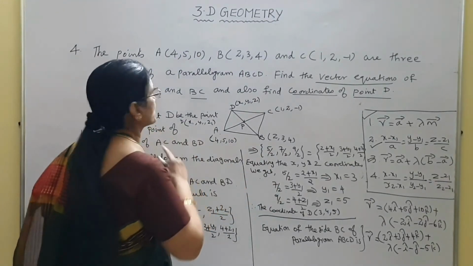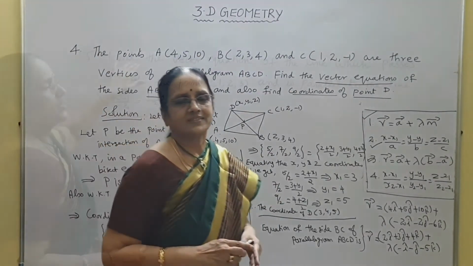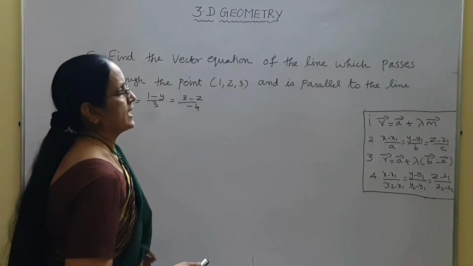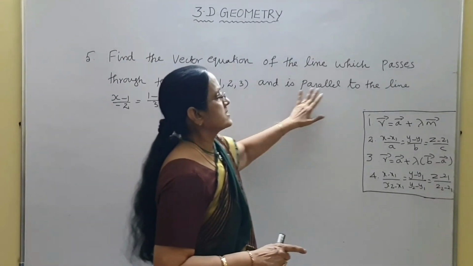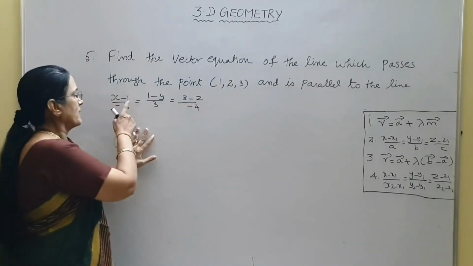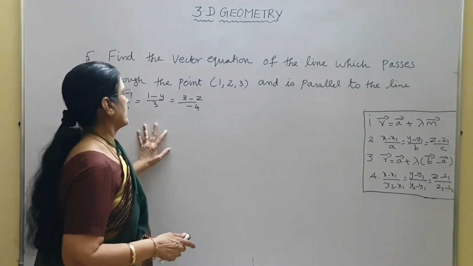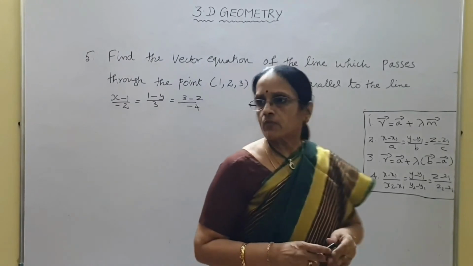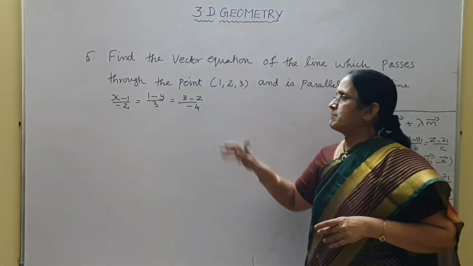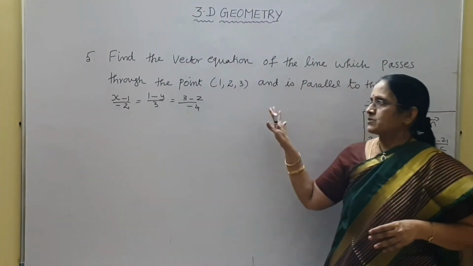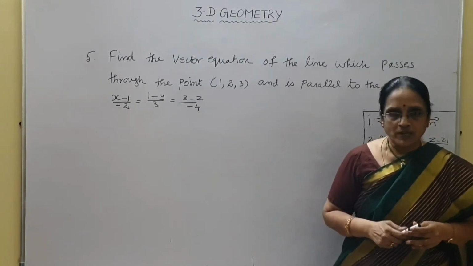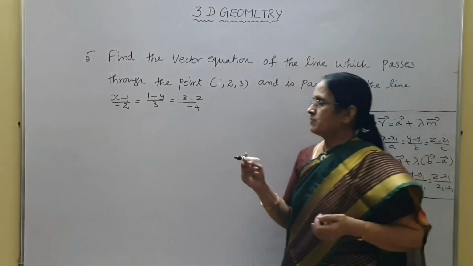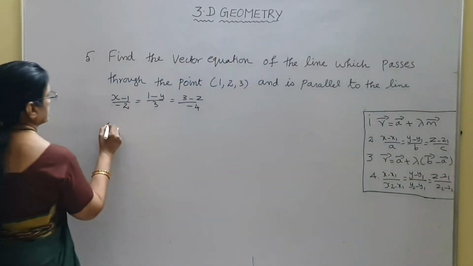Now we'll move on to question number 5. Here you need to find the vector equation of the line which passes through the point (1, 2, 3) and is parallel to the line (x minus 1) by minus 2 is equal to (1 minus y) by 3 is equal to (3 minus z) by minus 4. This question was asked in the All India 2016 compartment paper. Let's do it now. Solution.